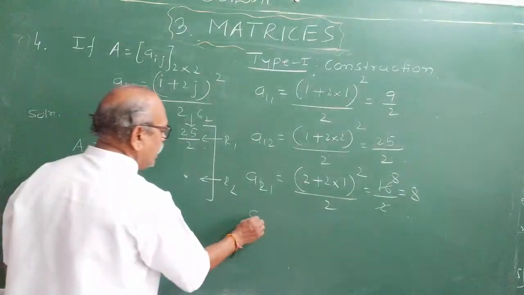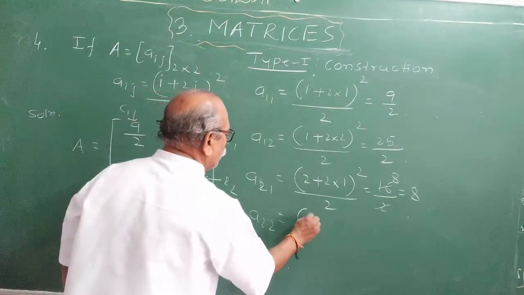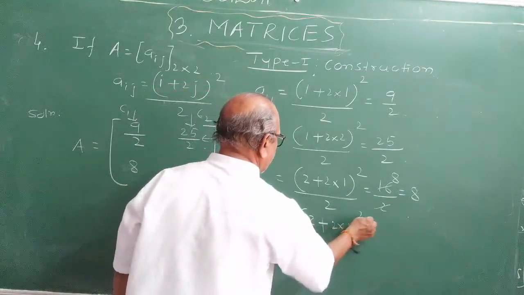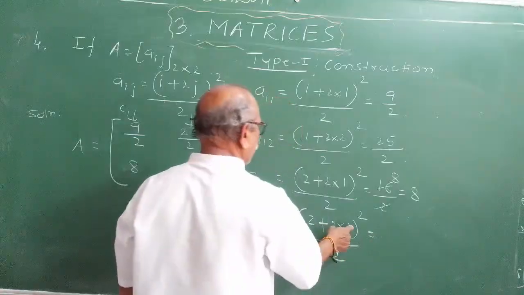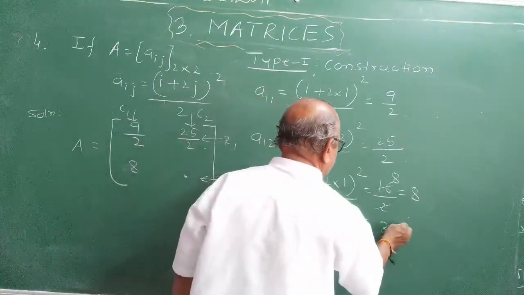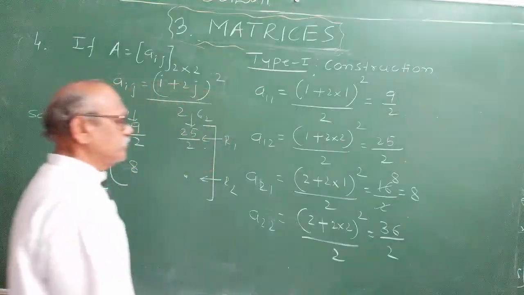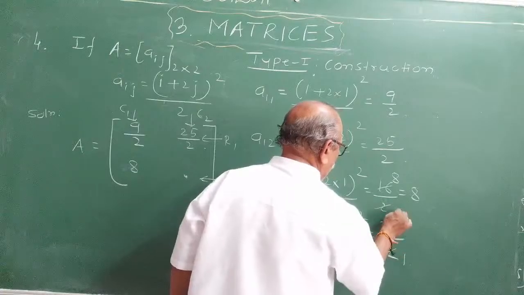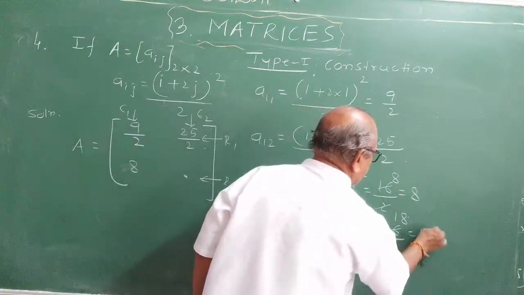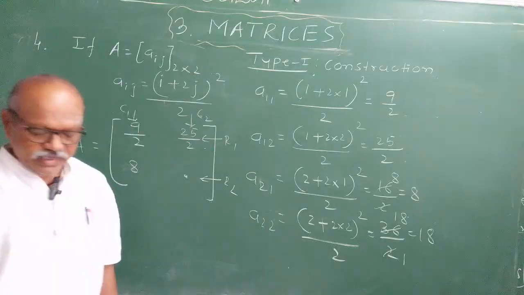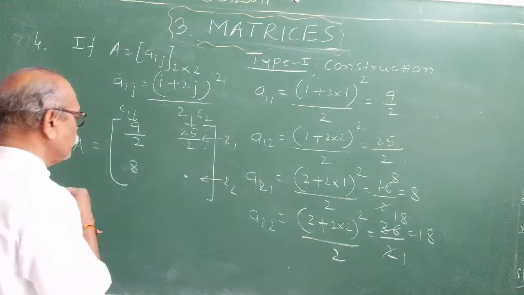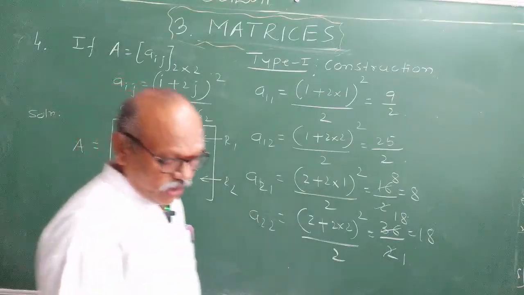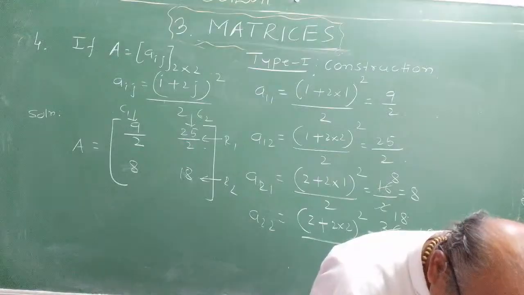Right? Lastly, A22. To get the element of A22, you can take (2 plus 2 into 2) square upon 2. We'll get here 4 plus 2 is 6. 6 square is 36 upon 2. Now you can cancel: 2 ones are 2, 2 18s are 36. You are getting the answer 18. So that is how you can construct the matrix given the condition.